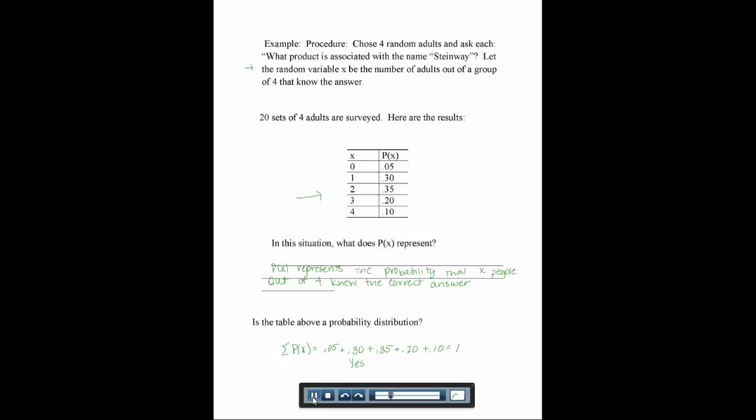Okay, now, sometimes you'll have some rounding errors. So if it's something like 0.999 or 1.001, something very, very close, then you can count it as a probability distribution.